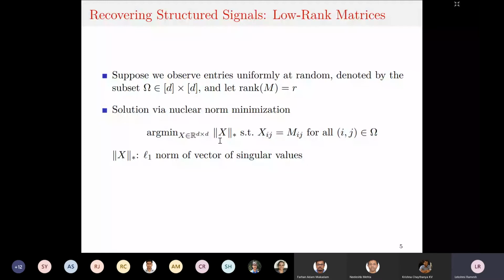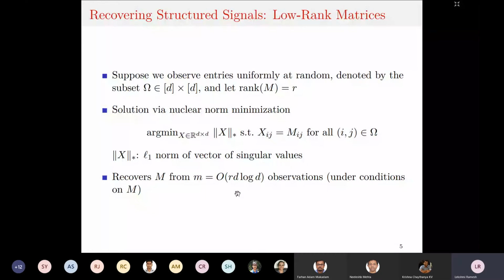And what guarantees does the solution of this program come with? Here also you can recover the true X under some conditions on M using just RD log D observations. Here also you can see that the actual object you're working with is a D cross D matrix, which has D square entries, but the number of observations that you require scales like the degrees of freedom that you have, which is order RD, right? So RD is the number of degrees of freedom that you would have for a rank R matrix.